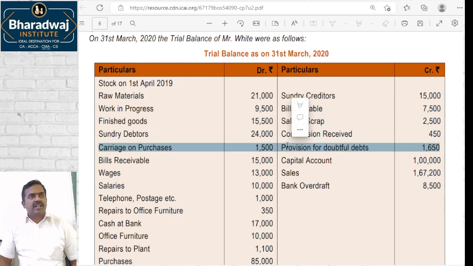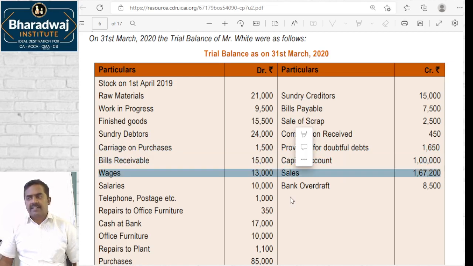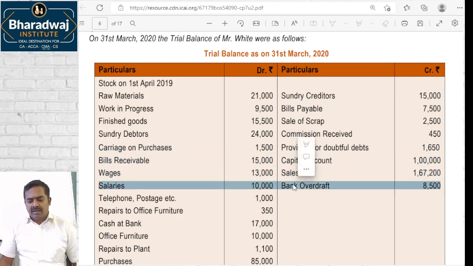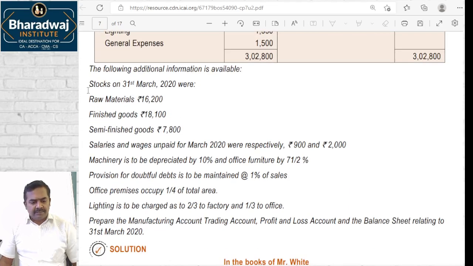Provision for doubtful debts, we have to see the closing balance, opening balance difference for the charge. Capital account, balance sheet. Sales, trading account. Bank OD, balance sheet. Then, look at the adjustments.